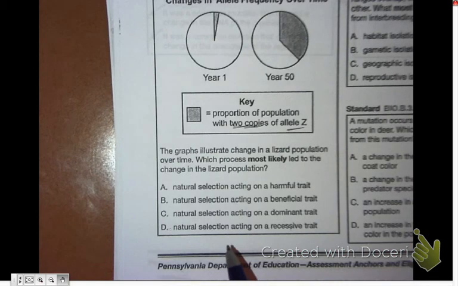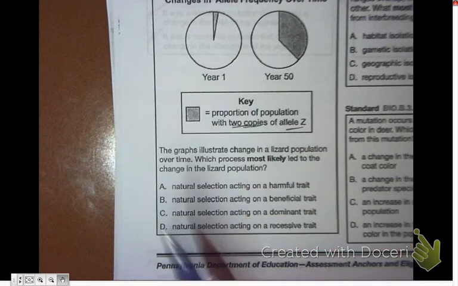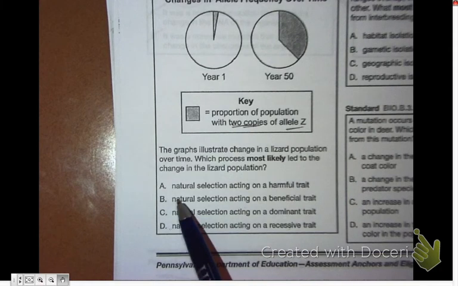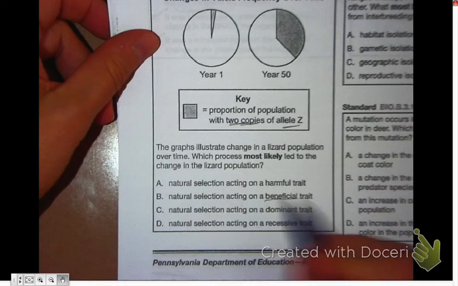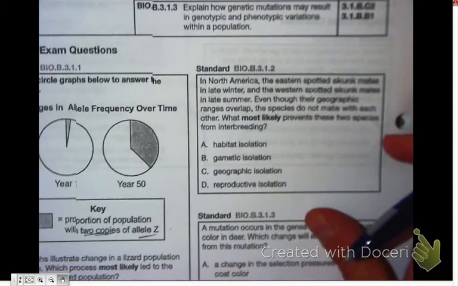Is it natural selection acting on that recessive trait, allowing it to continue? Most likely, it's the B. We know for sure that as it increases because it's beneficial, it would be B. Let's look at the second question.